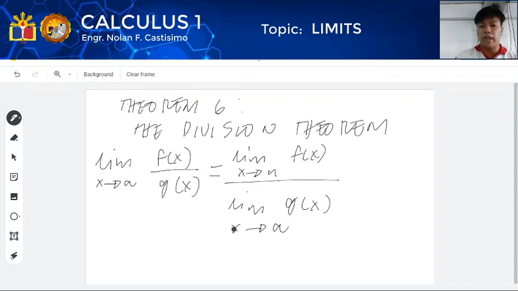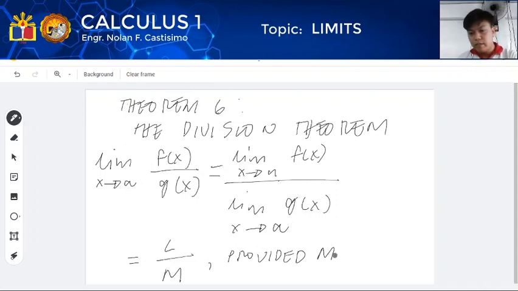So, limit and limit. So, always, yung limit natin ng x as approaches a is nasa ilalim ni lim. So, lim muna, and then yung x approaches a. And then yung function natin. So, equivalent to L over M, provided that M is not equal to 0. Ayan.